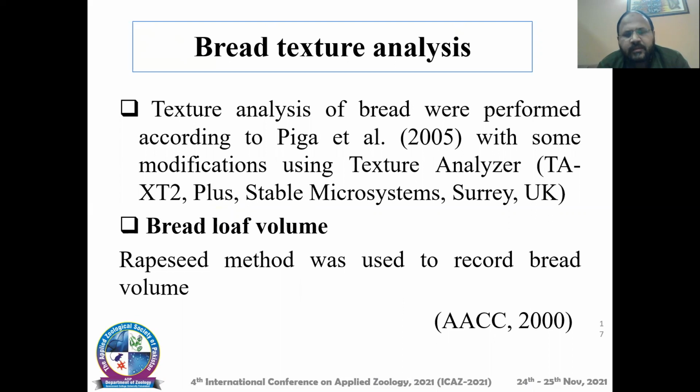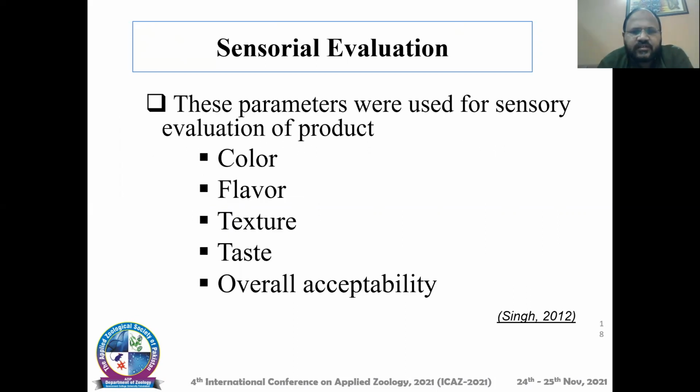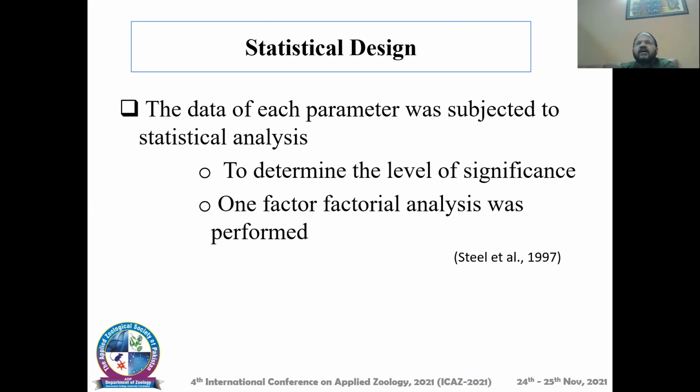So for the bread, after the preparation of bread, texture analysis of bread was performed according to Bigne et al. 2005 with slight modification using a texture analyzer, and bread volume was observed through the rapeseed displacement method. So these parameters were used for sensory evaluation of the product: color, flavor, texture, overall acceptability. And at the last, the obtained data was subjected to an appropriate statistical design for the determination of the level of significance, and one factor analysis was performed. LSD was used for comparison of different parameters.